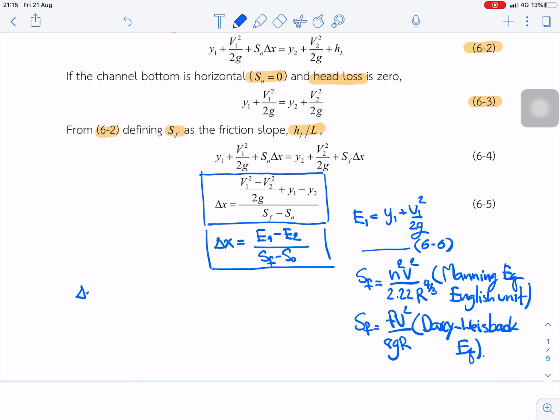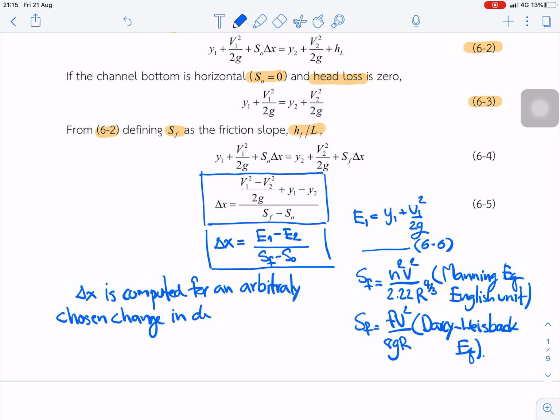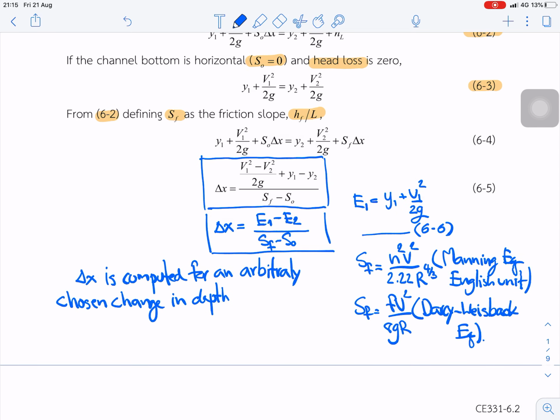What is delta x? Delta x is computed from this equation, but we have to compute it for an arbitrary chosen change in depth. Okay. And the sign of delta x is important.